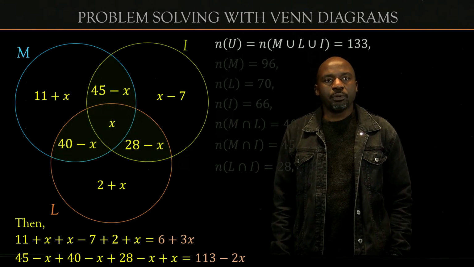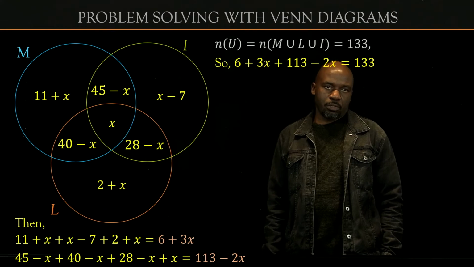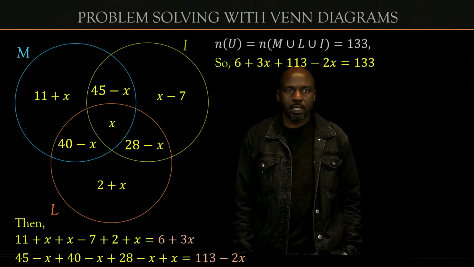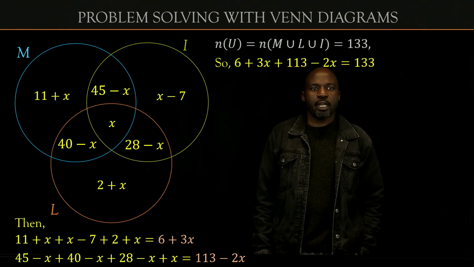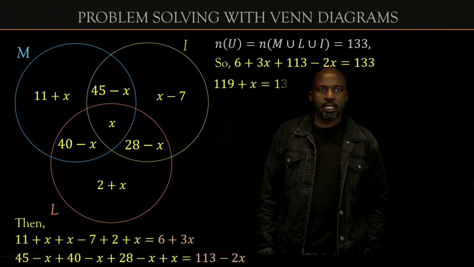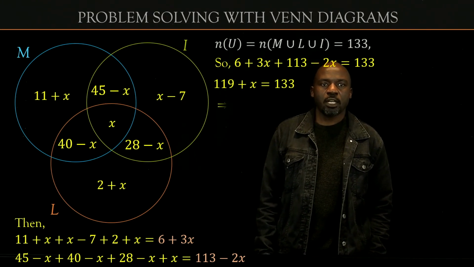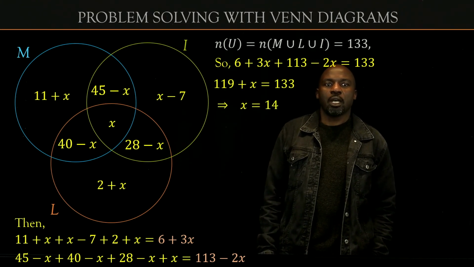133. If we do that, what do we get? Adding those two together, we should end up with 133. And when I add that, I get 119 plus x is 133. And when you subtract that, x becomes 14.